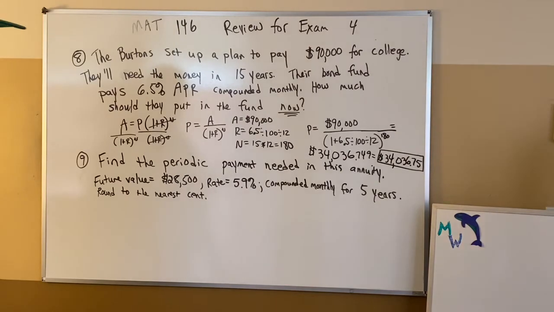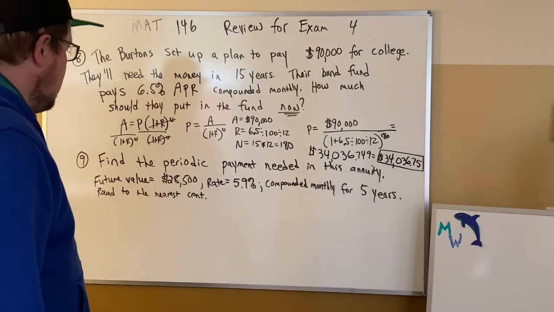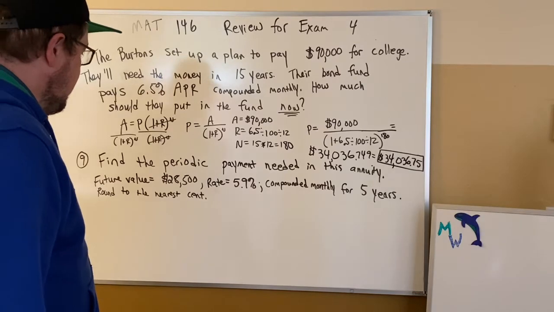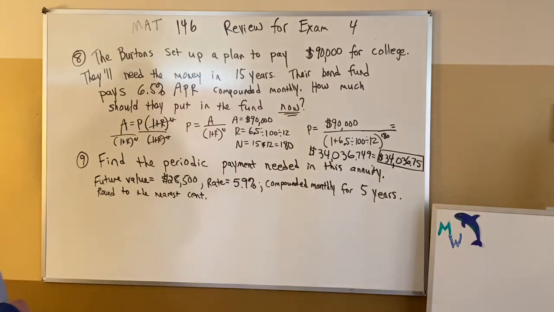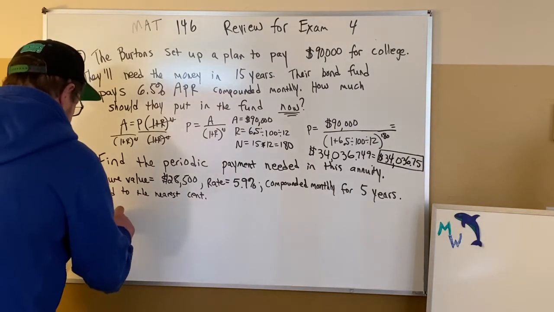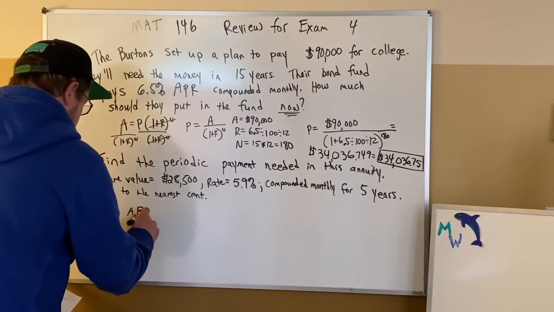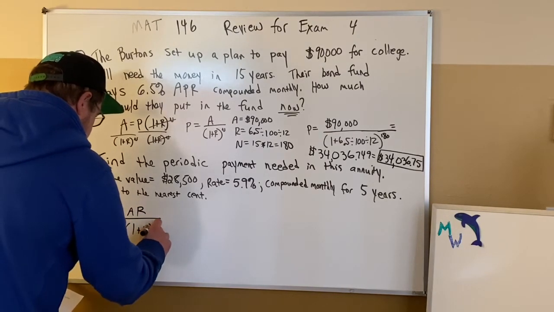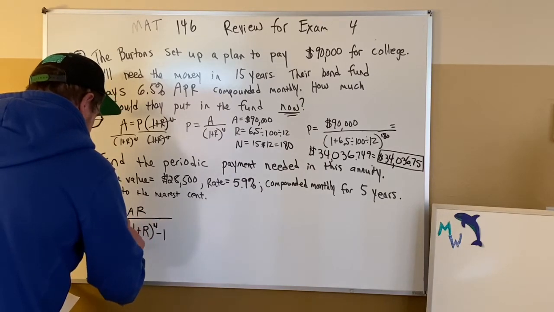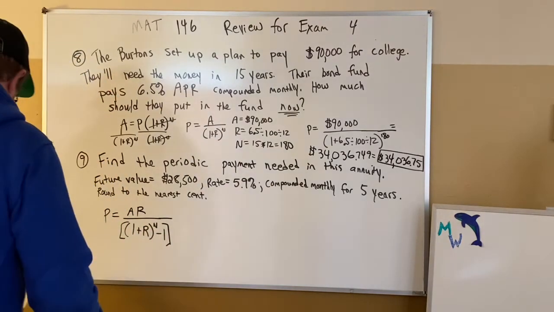Now what they tell us, let's find the value to the nearest cent. The future value is going to be 28,500, at 5.9% APR, compounded monthly over 9 years. We know the future value, and we want to find the periodic payment. With ongoing deposits, this is an annuity, so our payment is P equals A times R over (1 plus R)^N minus 1. Might even have this in square brackets.